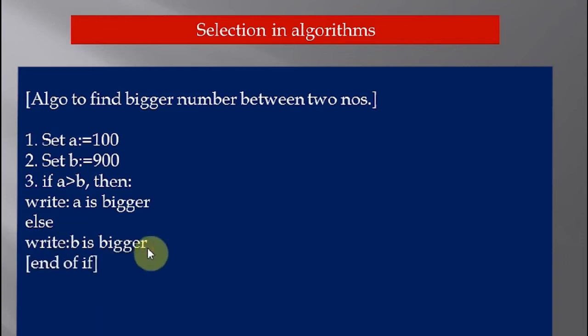Then this is the square brackets, which contain the comment, where I have just indicated that this is the end of my if statement. And lastly, I will apply End just to denote that this is the end of the algorithm. So you can see it's very simple to apply selection in algorithms.